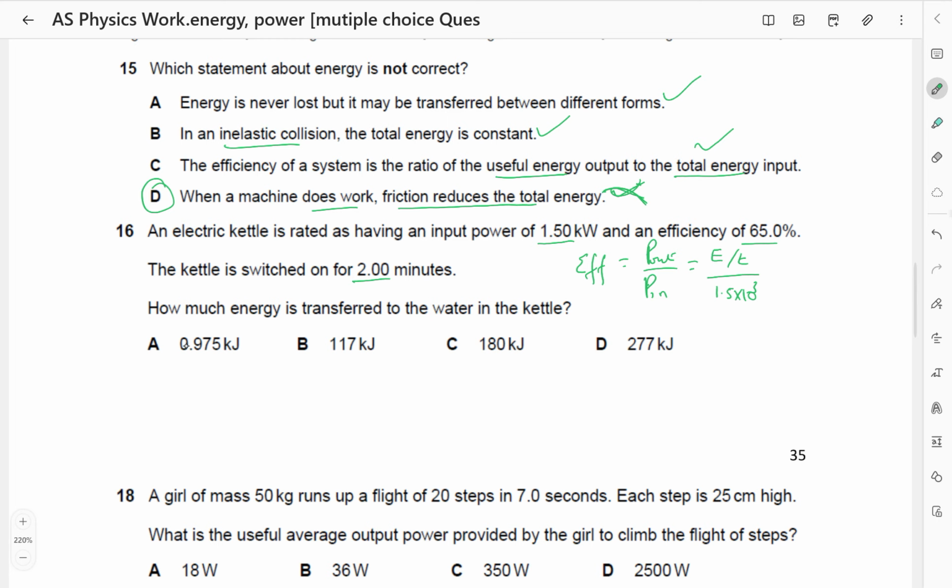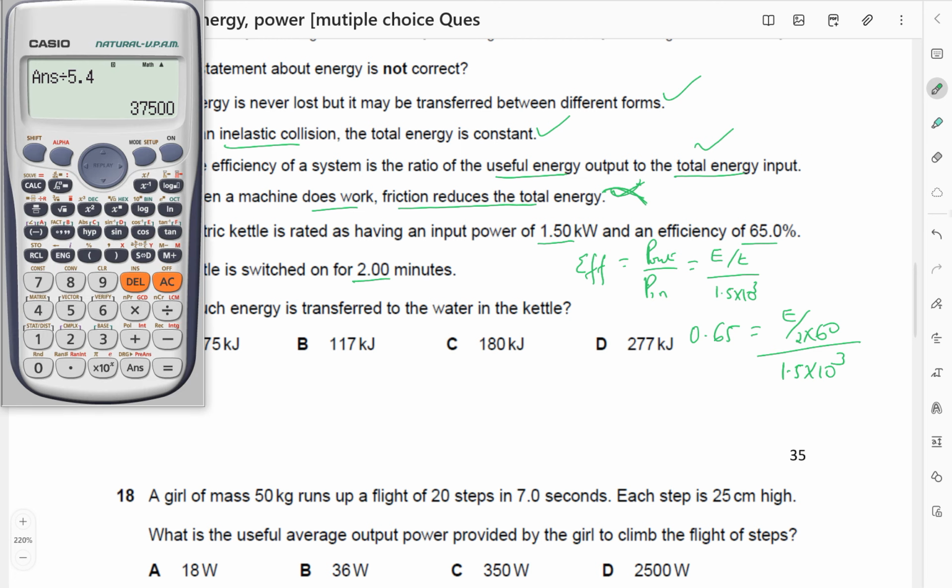So I will say efficiency, 0.65, is equal to the energy, which is E. Of course, the time is 2 minutes. 2 minutes is 2 times 60. Then we divide this by 1.5 times 10 power 3. So I'll check this. I'm making E the subject.